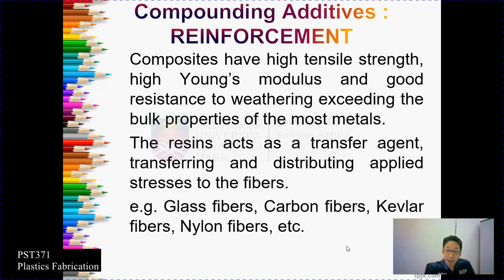Okay, this is the reason why we are moving to polymeric materials with some reinforcement to replace most of the metal in our daily life. Because we know polymeric material is much easier to mold as compared to metal. The resin acts as a transfer agent, transferring and distributing applied stress to the fibers. For example, composites that are used include glass fiber, carbon fiber, Kevlar fiber, nylon fiber, etc. Kevlar is made from modified nylon and is usually used in very high protective devices such as a bulletproof vest. Okay, later on you will go through these types of fibers.